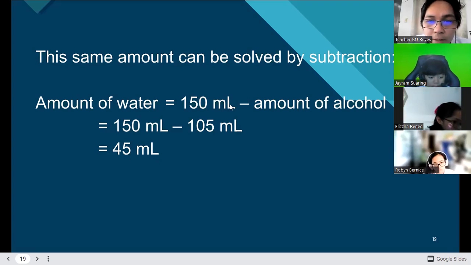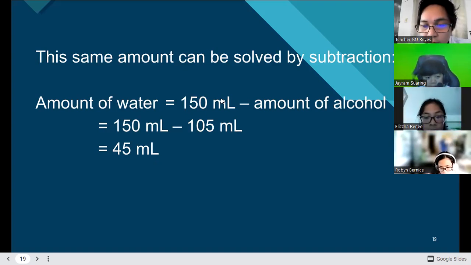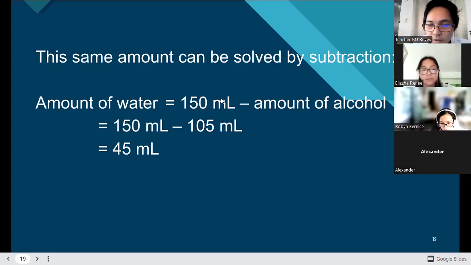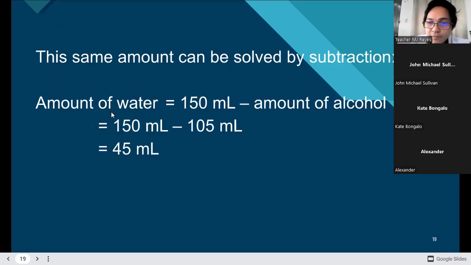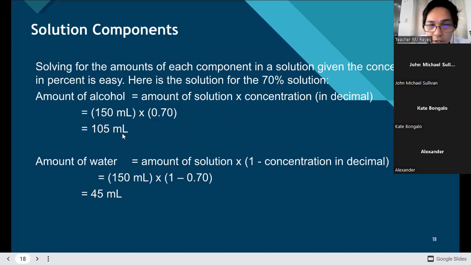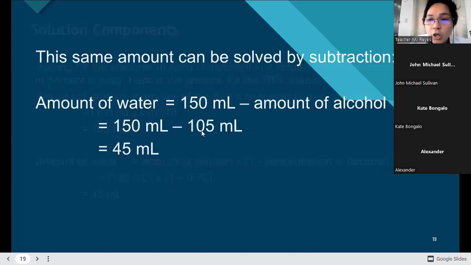So where did we get the 150 ml there? The 150 ml is actually from the bottle, the entire bottle itself. The amount of alcohol is 105 ml, which is actually derived from our formula. So we subtracted 150 ml with the amount of alcohol, 105 ml, and the result is 45 ml. This is your water. Okay, we counter check if our solution is correct.